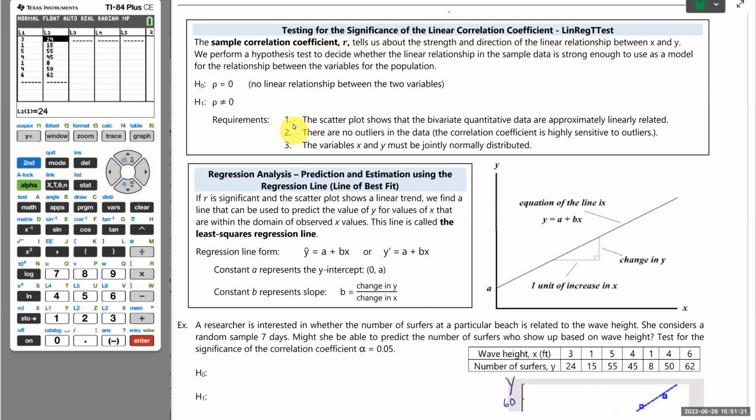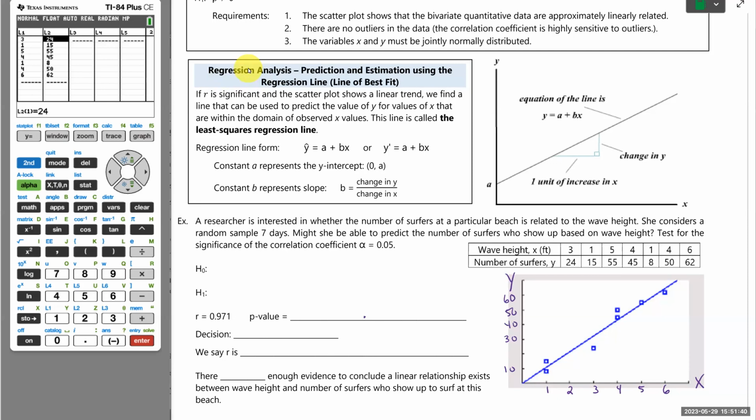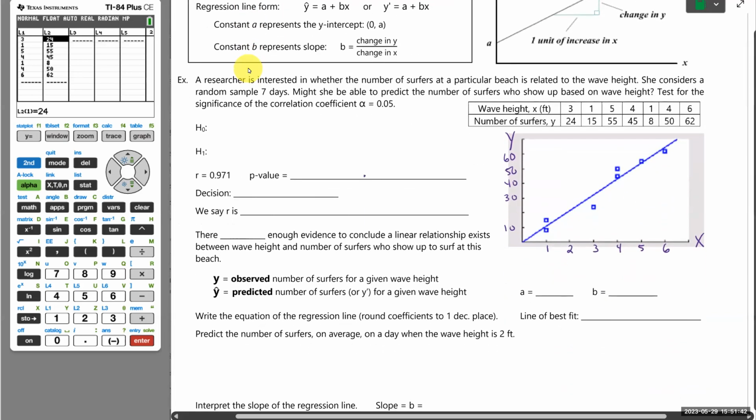And there are certain requirements that do need to be met. We are going to assume those requirements are met. All right, so we'll do the hypothesis test, and then if we decide that we have evidence of a relationship, we move on to what's called regression analysis. I'll get to that in a bit, but let's go ahead and think about the hypothesis test first.